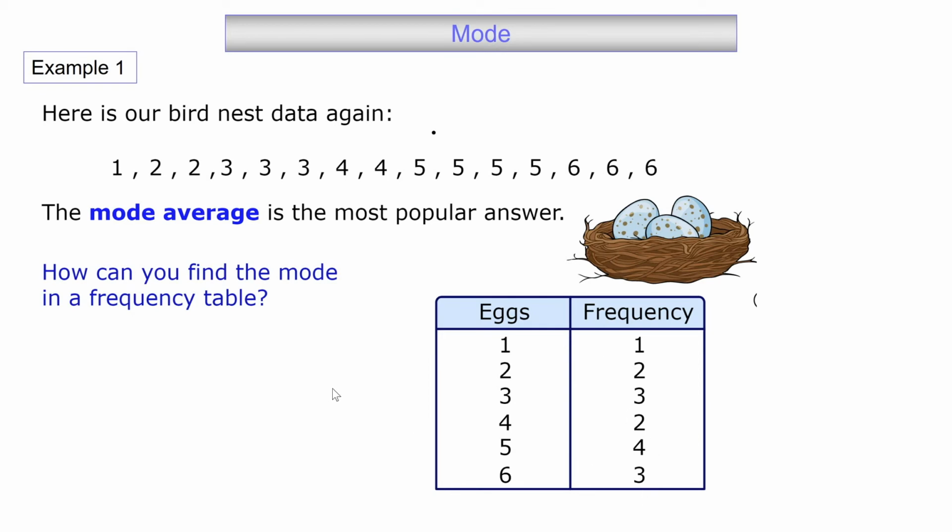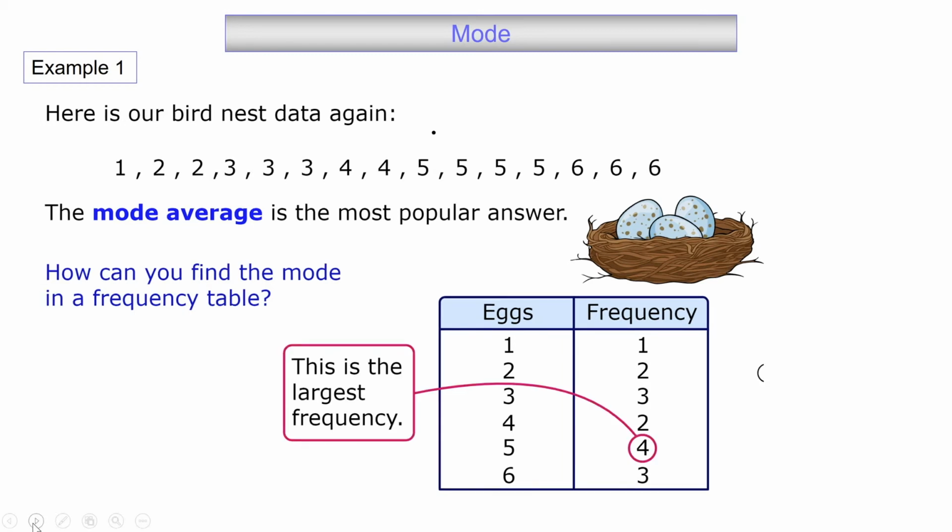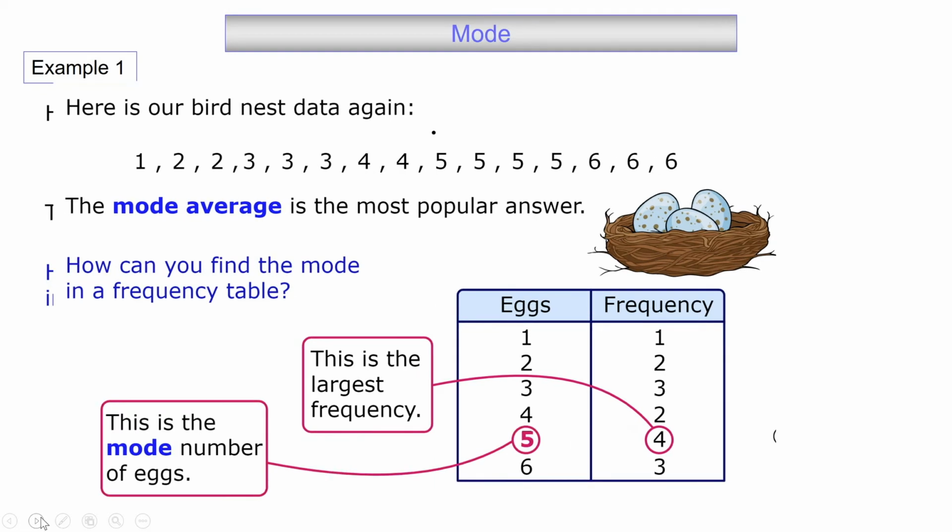So if you were asked to find the mode from a frequency table, again you need to remember that the mode is the most popular answer, so we'll be looking for the highest frequency, which is 4. However, the mode is going to be the number of eggs, because that's what the data set has got here, that's what those numbers mean. So the mode is going to be the number of eggs, which is 5. And obviously the answer to finding the mode in the frequency table should be the same as the answer when you have got your data set like this.